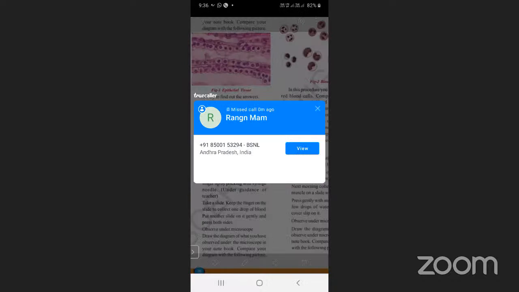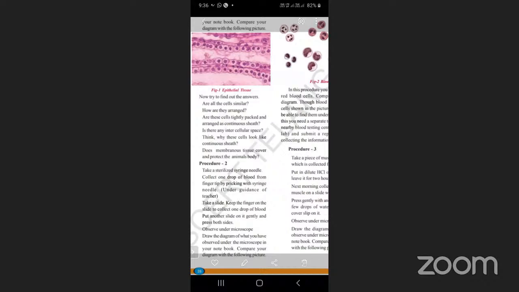outside of an animal body. So that is an epithelial tissue. Epithelial tissue helps in covering or protecting tissue inside or outside of an animal body. Then let us go for that procedure too.